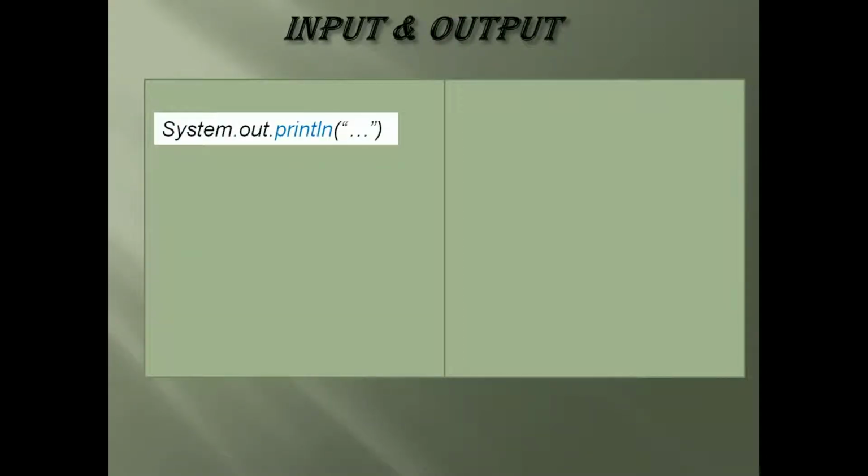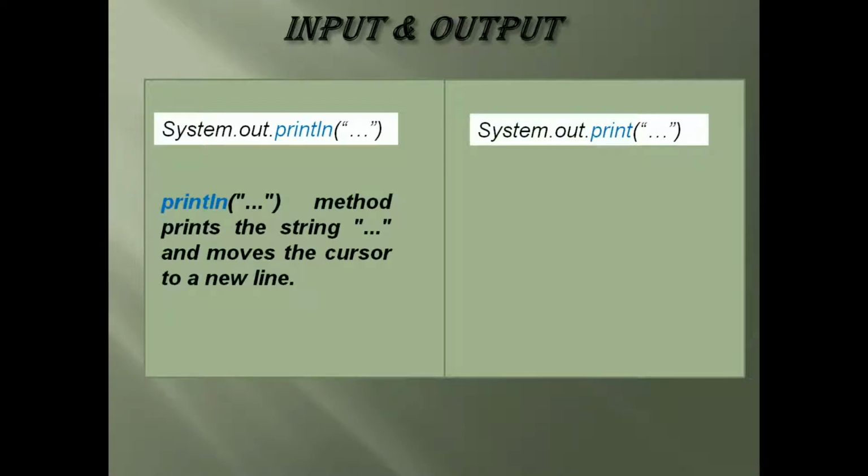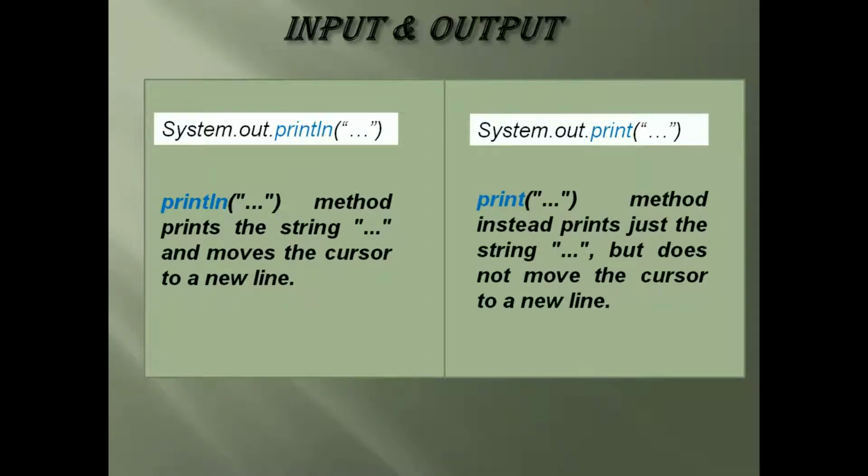System.out.println or System.out.print method. What is the difference between these two methods? The println method prints the string first and moves the cursor to the next line, and the print method prints the string but does not move the cursor to the next line. Understand? So this is all about input and output.